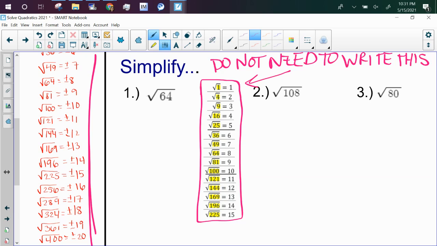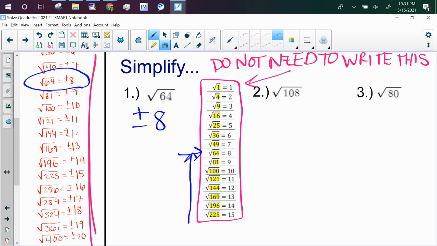Okay. So let's talk. Square root of 64. If I am looking at my list, and I always look bottom up, square root of 64, look at this. Square root of 64 is straight up on my list. I've also got it right here that I can look at. So square root of 64 is positive or negative 8.